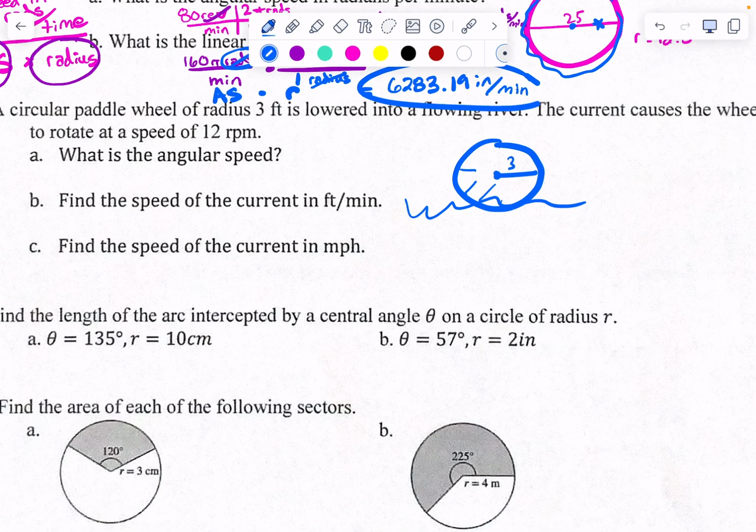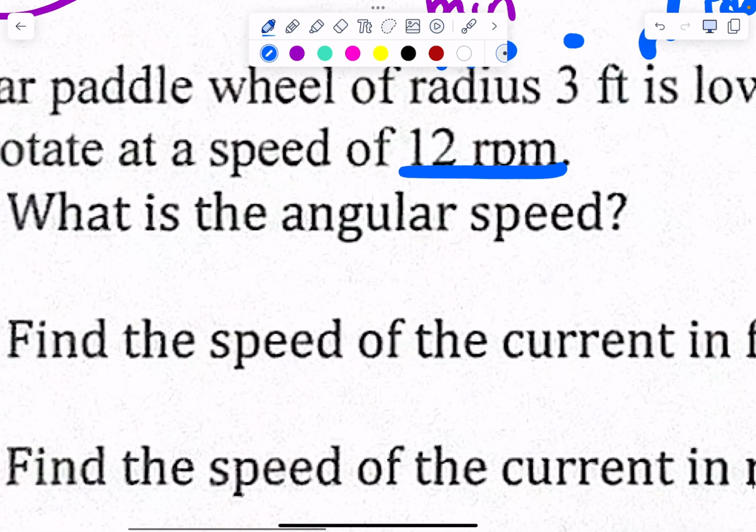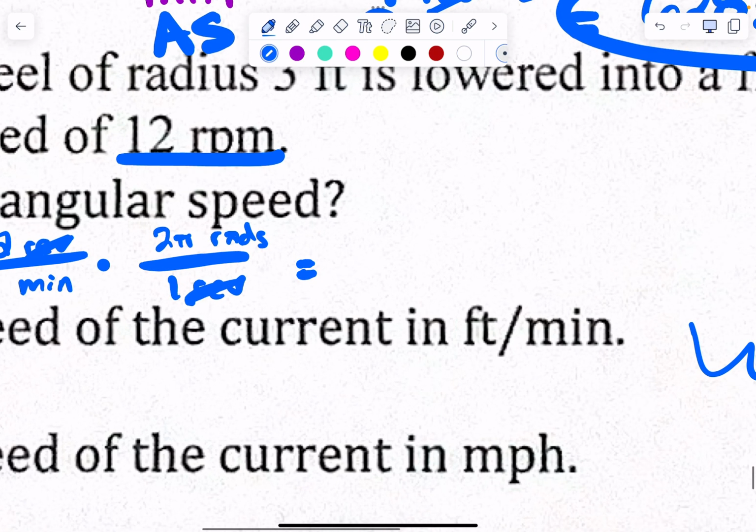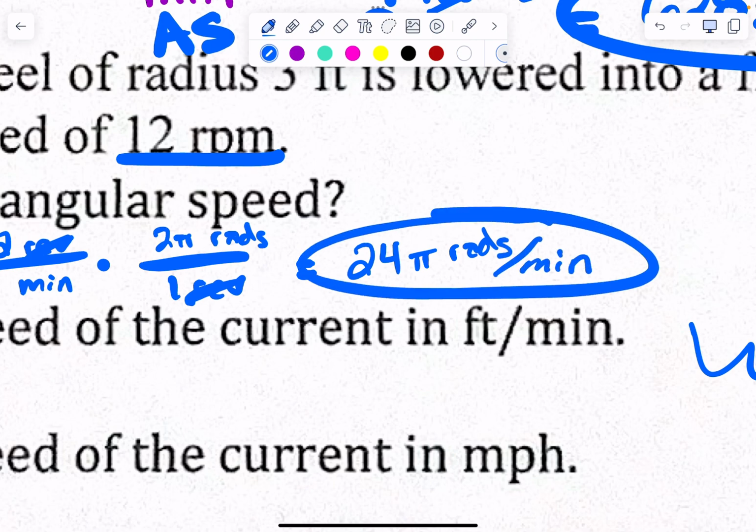Okay, so this is moving at 12 RPM, angular speed. I want angular speed in radians per minute. This is in revs per minute, right? So just take it times 12. 1 rev is the same thing as 2 pi radians, so that is 24 pi radians per minute. That is the angular speed.